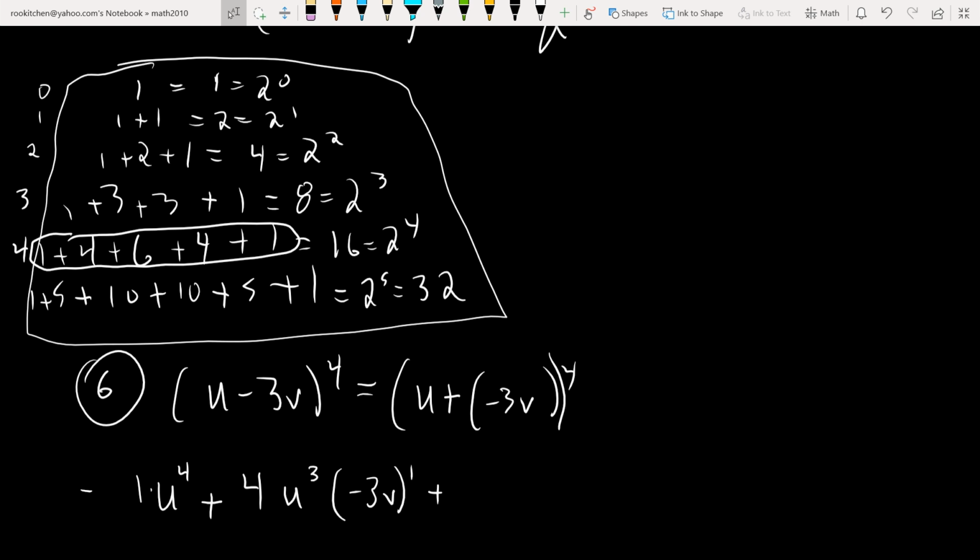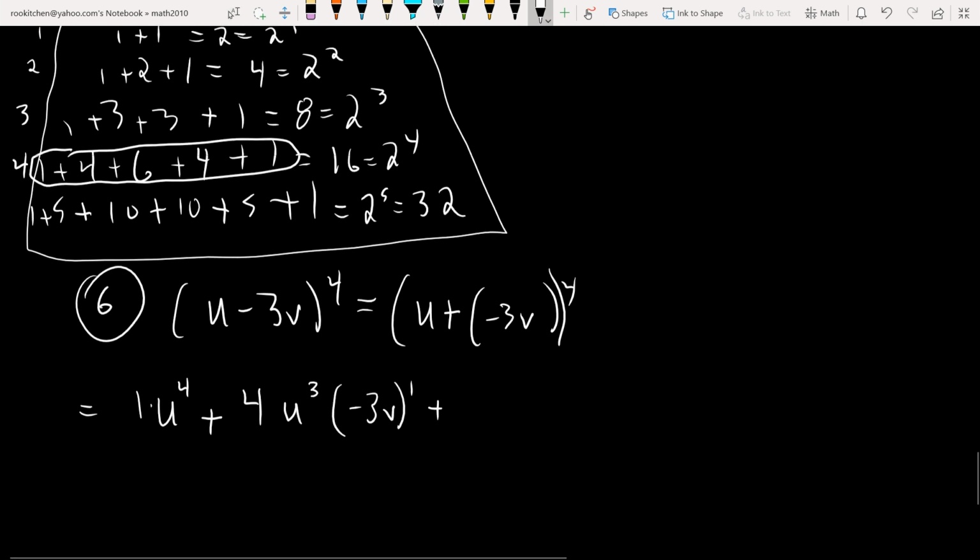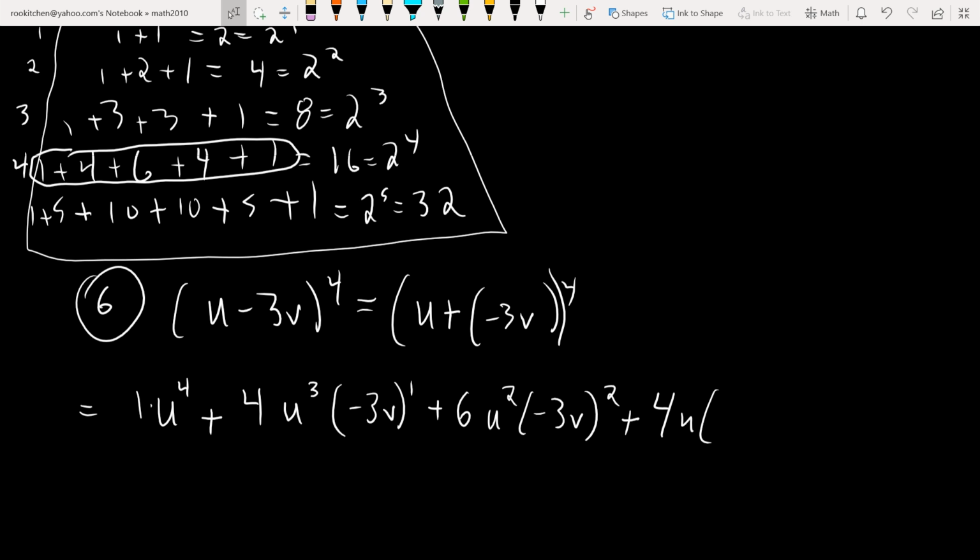And then we have 6 as our coefficient, decrease the exponent on u, increase the exponent on negative 3v, sorry. And then plus, we have 4 times decrease the exponent on u, increase the exponent on negative 3v, and then plus 1 times decrease the exponent on u, so that would just be u to the 0, which is 1, and increase the exponent on negative 3v. And they probably want you to simplify this.